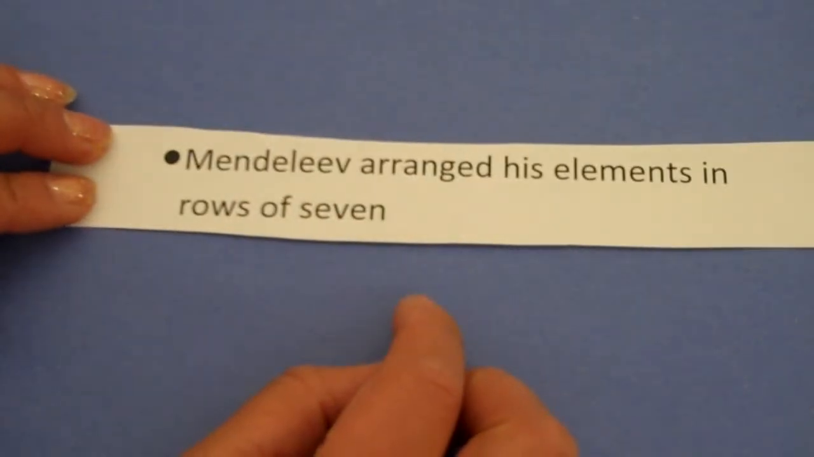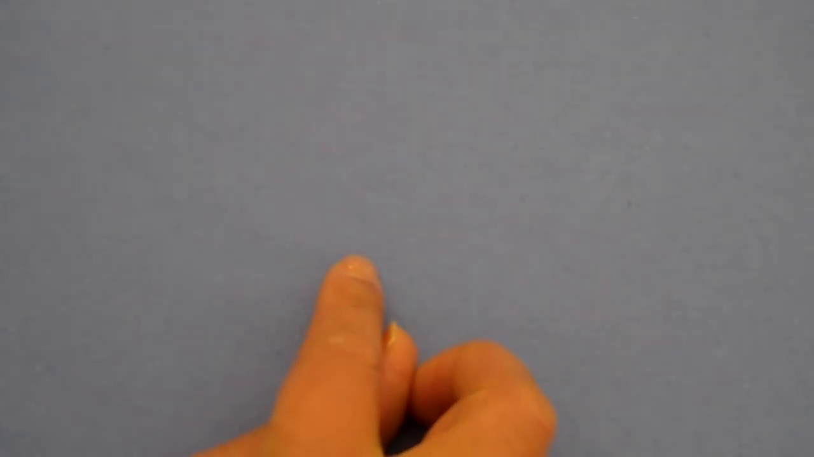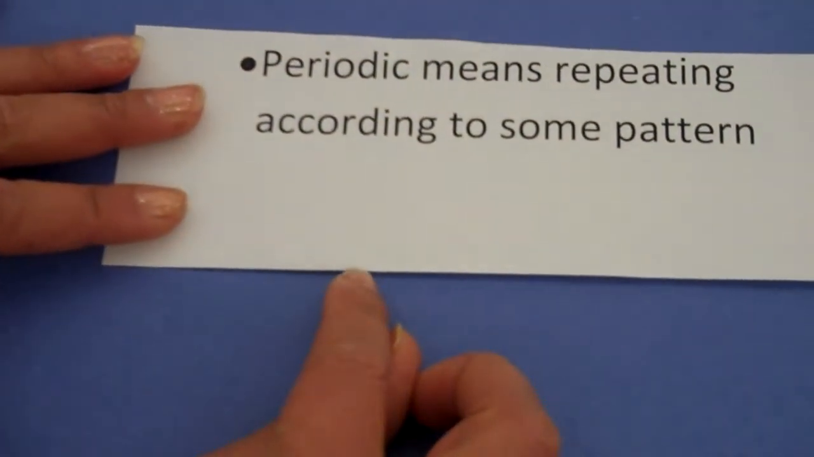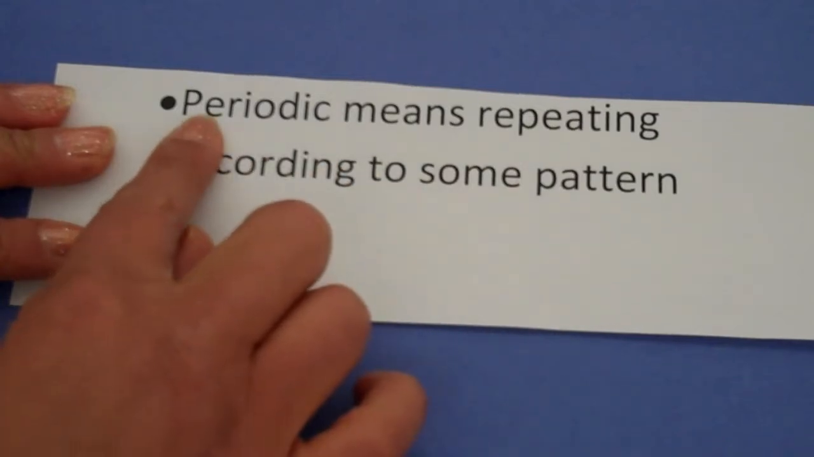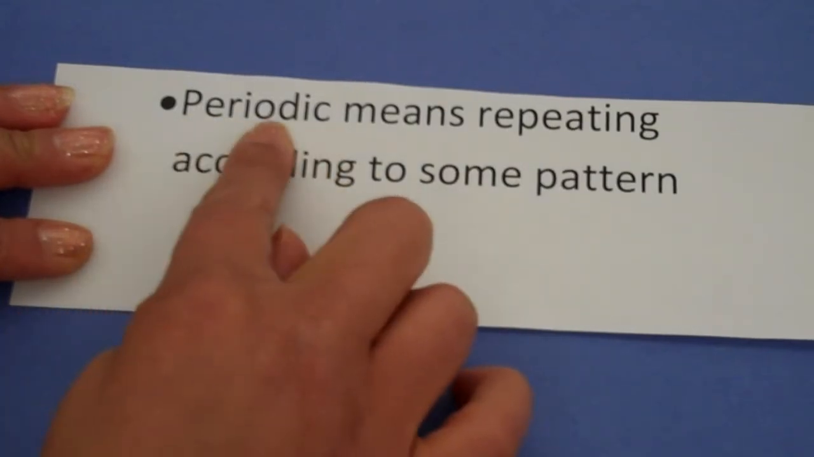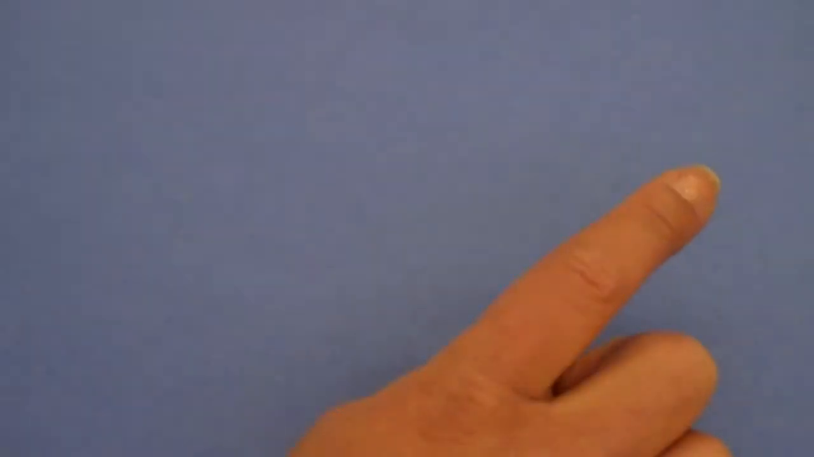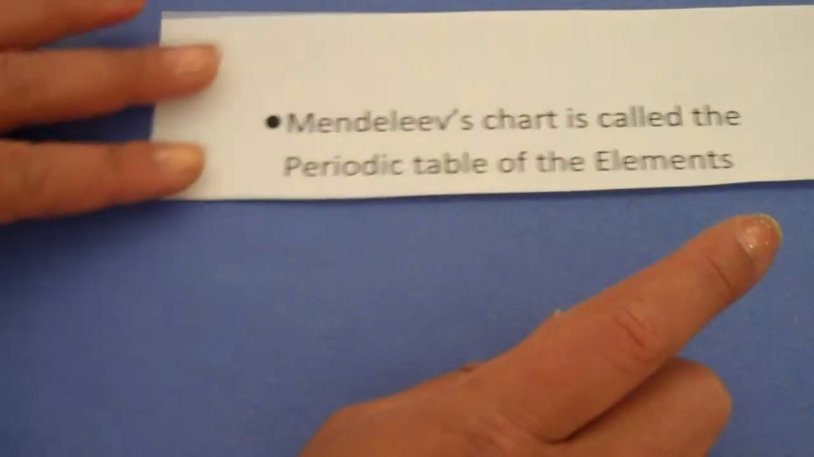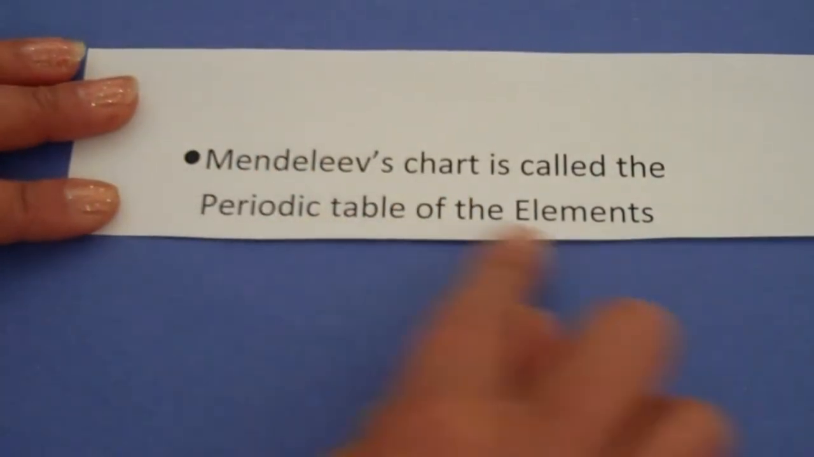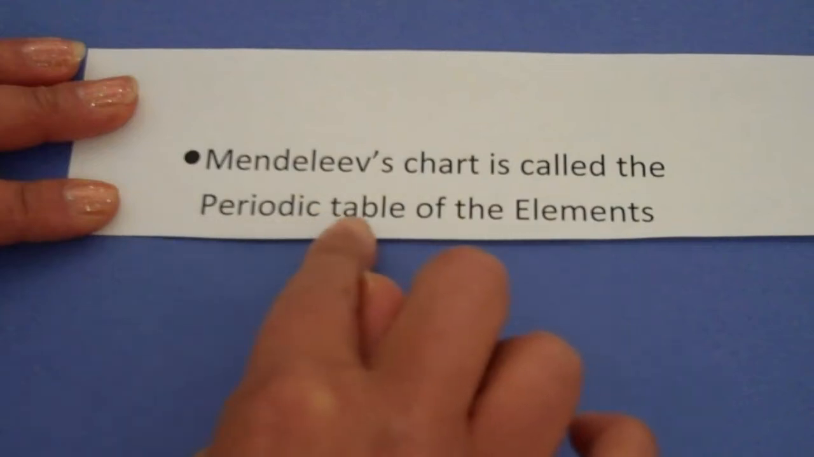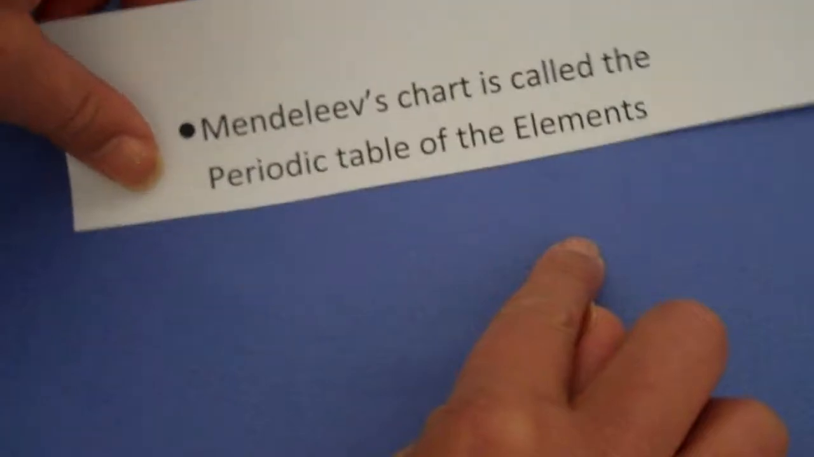Mendeleev arranged his elements in rows of 7. So the rows, or how he made his chart, he used that word periodic because it means repeating according to some pattern. Mendeleev's chart is called the periodic table of elements. So periodic, that repeating pattern, it's in a table form, and of course it's arranging all the elements.